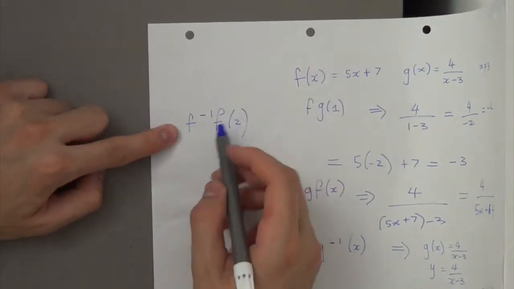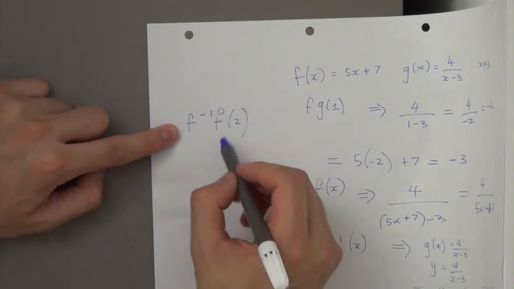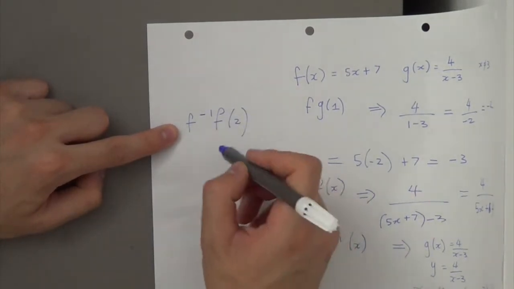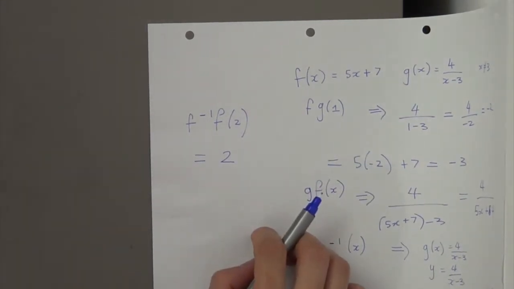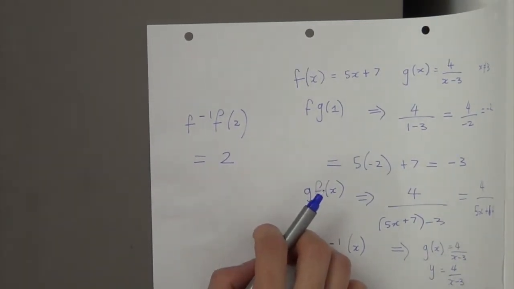Okay. Now lastly, in this question, it says f to the minus 1 of f of 2. Anytime you see something like this, it could be g to the minus 1 of g of whatever value, they just cancel out, and the answer in this case is going to be 2. So that's that one.